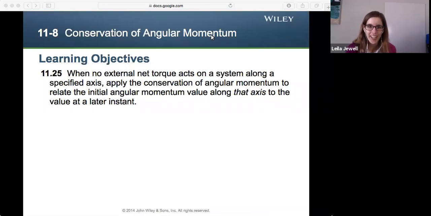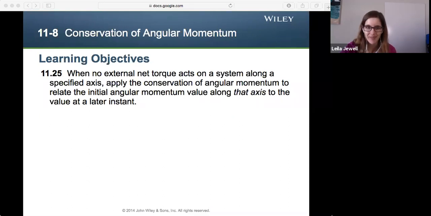Section 11.8, last section of the chapter, conservation of angular momentum. And it tells you from the linear Newton objectives what it's all about, right? When no net external torque acts on a system along a specified axis, apply conservation of angular momentum to relate the initial angular momentum value along that axis to the value at a later instant. That's what we're going to be doing.